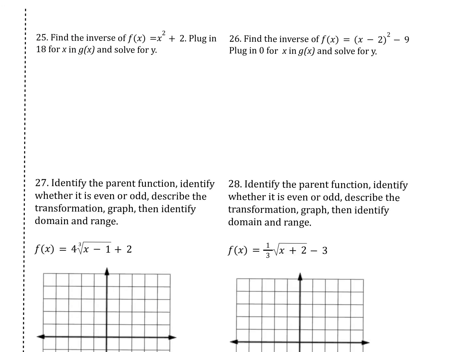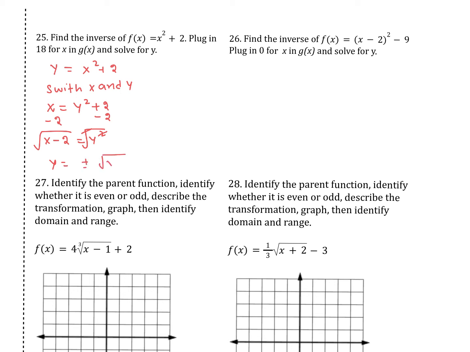To find the inverse for number 25, you're going to first set f(x) equals y, and then you're going to switch x and y. You got here x equals y squared plus 2, minus 2 on both sides. X minus 2 equals y squared. And then you take a square root on both sides. So the square and the root cancel. Y equals plus or minus the square root of x minus 2.